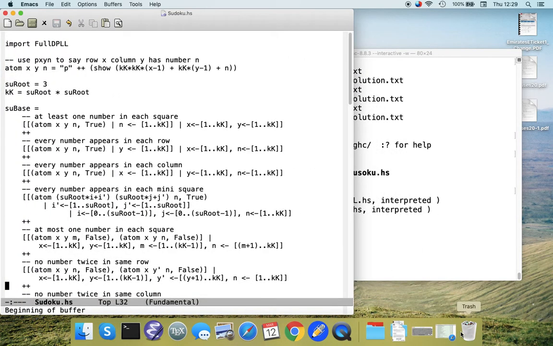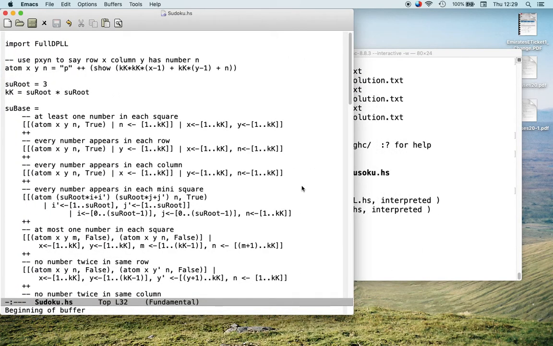So I've got it in an editor window here, an Emacs window. So here I'm importing my DPLL algorithm solver, and I'm giving myself some notation for formulas. I want to use the same notation that I'm using in the lectures. So I'm going to use P plus an X, Y, and an N for row X, column Y, and number N.